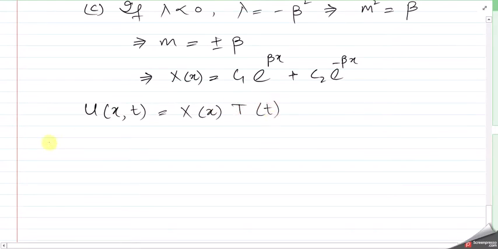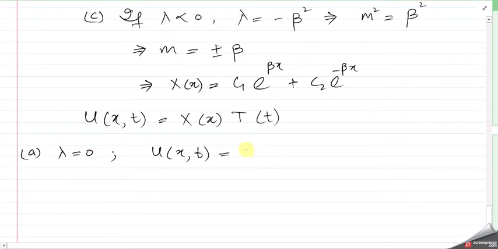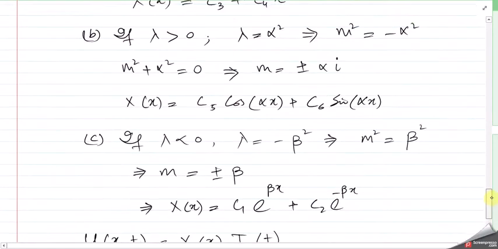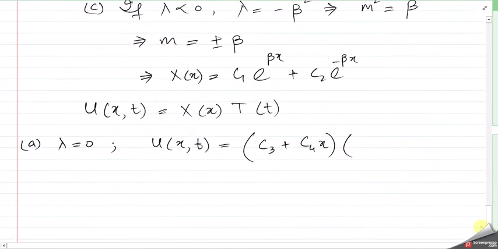So now we have 3 cases. Case A, lambda equals 0. In this case, our solution is u of x,t equals, what were the constants we used for 0? c3 and c4. So from X of x we have c3 plus c4 x, and from the solution of T of t, if lambda is 0, this whole thing will become 1, and we will only get c2. We'll rename the constants because we don't want to use too many constants. So I'll rename them A plus Bx, just capital A and capital B.